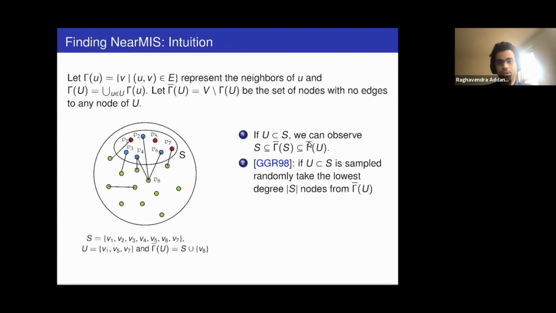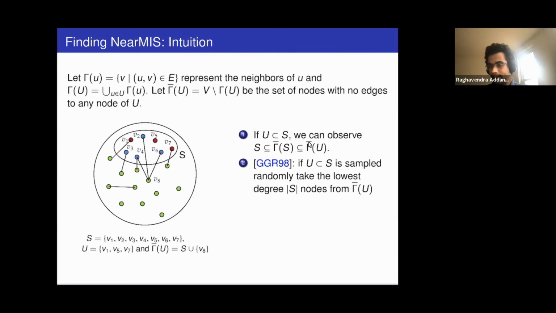What they proposed in GGR 98 was just take this tau bar of U, look at the induced subgraph on this tau bar of U, and pick the nodes with the lowest degree. Just pick mod S many nodes with the lowest degree in this induced subgraph. They've argued that this will find you the near MIS.